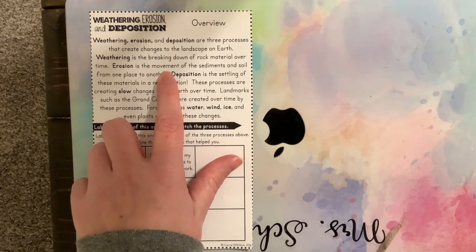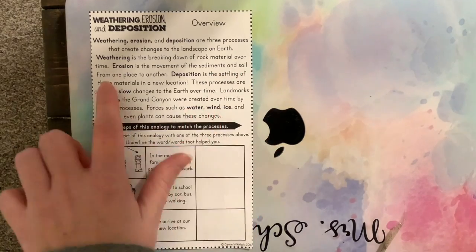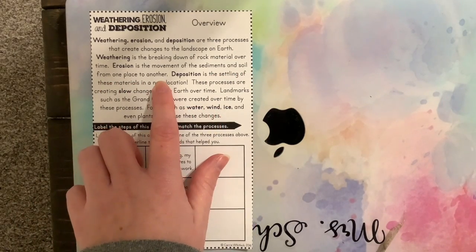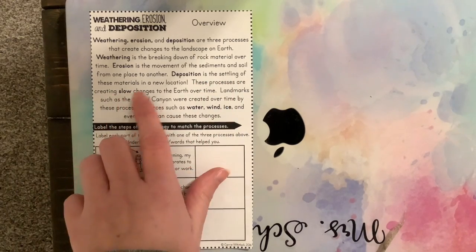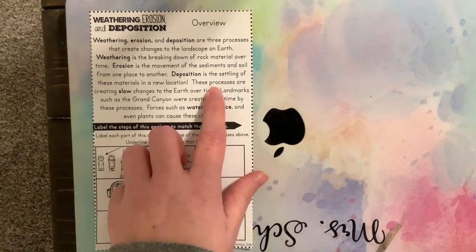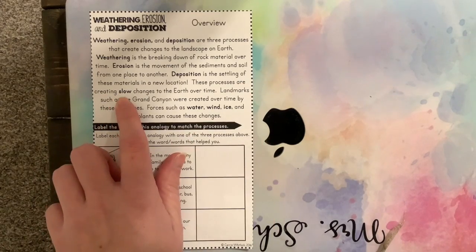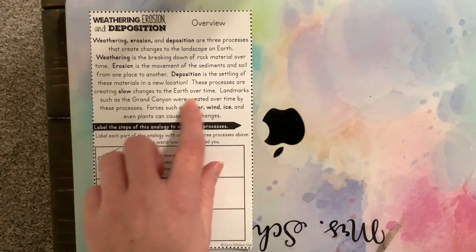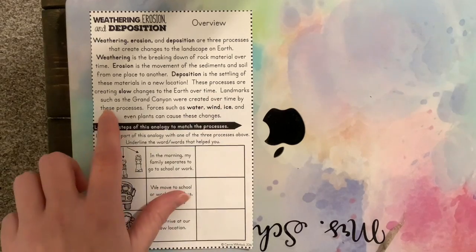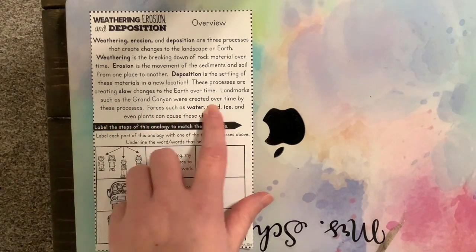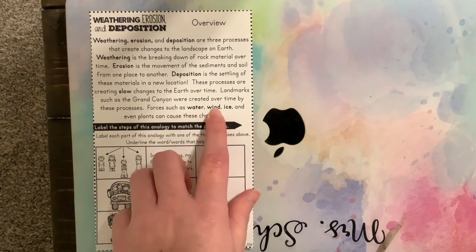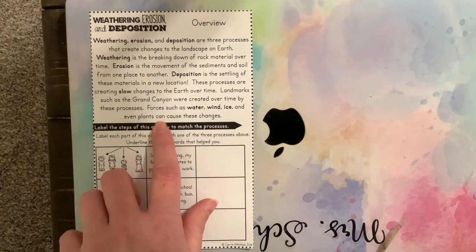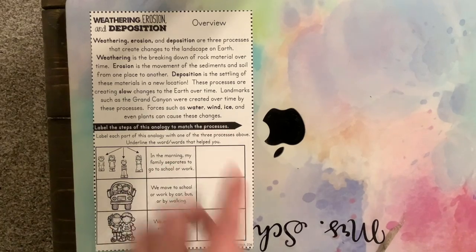Erosion is the movement of the sediments and soil from one place to another. Deposition is the settling of these materials in a new location. These processes are creating slow changes to the Earth over time. Landmarks such as the Grand Canyon were created over time by these processes. Forces such as water, wind, ice, and even plants can cause these changes.